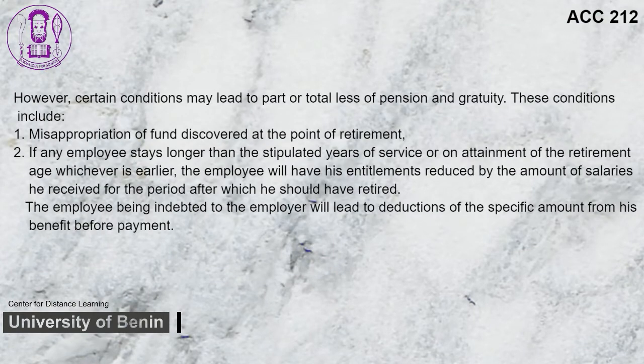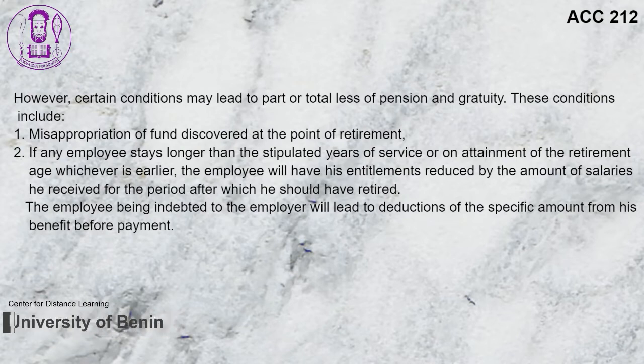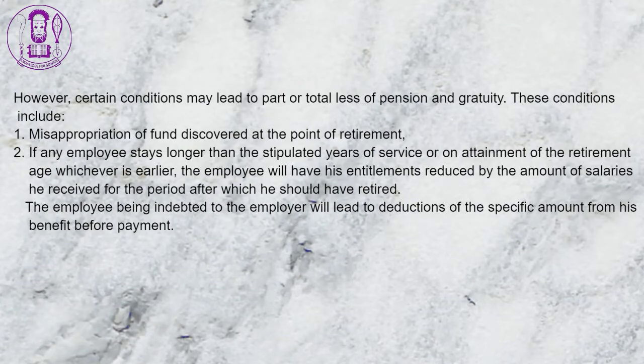However, certain conditions may lead to part or total loss of pension and gratuity. These conditions include: 1. Misappropriation of funds discovered at the point of retirement. 2. If any employee stays longer than the stipulated years of service or on the attainment of the retirement age, whichever is earlier, the employee will have his entitlements reduced by the number of salaries he received for the period after which he should have retired. 3. If the employee is indebted to the employer, deductions of the specific amount will be made from his benefit before payment.